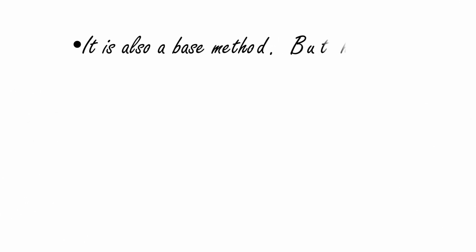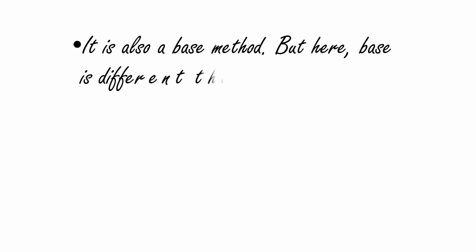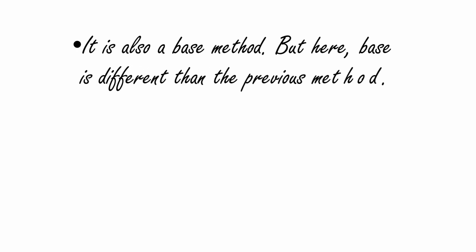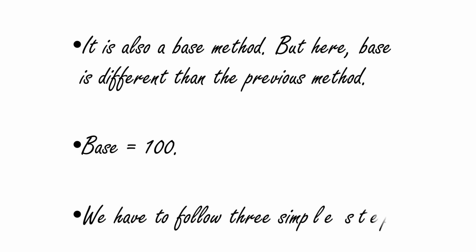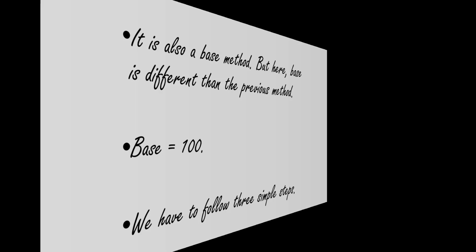Smart trick 2 is also a base method, but here the base is different than the previous method. Previously the base was 50 and over here the base is 100. We have to follow a similar kind of simple 3 steps in this method too. Now let's take an example, that is 99 square.